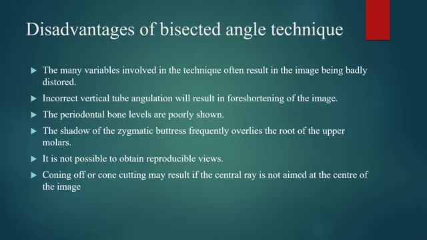Disadvantages. The many variables involved in this technique often result in the image being badly distorted. Incorrect vertical angulation results in foreshortening of the image. Periodontal bone levels are poorly shown. The shadow of the zygomatic buttress frequently overlies the roots of the upper molars. If it is not possible to obtain reproducible views, coning off or cone cutting may result if the central ray is not aimed at the center of the image.